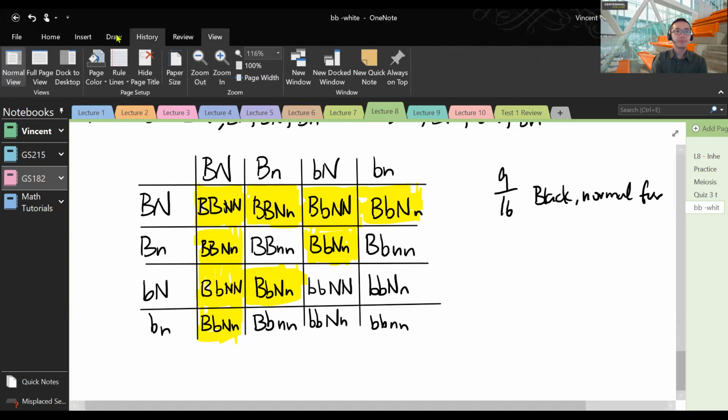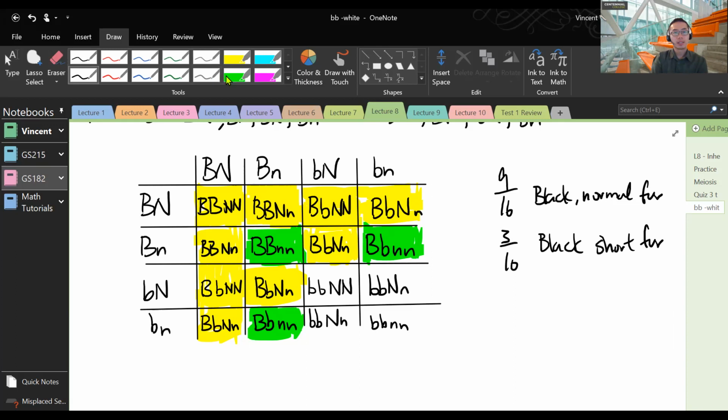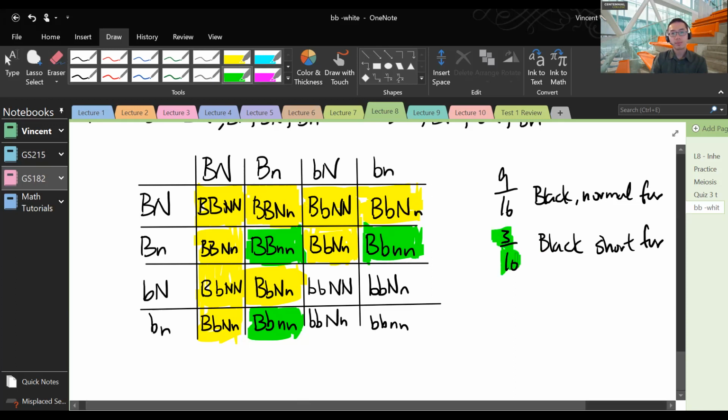Okay. Let's try to identify another type. Okay, so there's another guy here. This is a black and short fur, right? Black and short fur right here, and then other black and short fur. Okay, so 3 out of 16 will be black and short fur. Okay, these are the green ones. These are the yellow ones, so to speak.